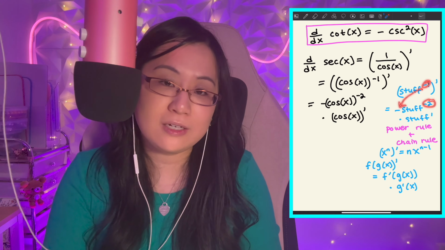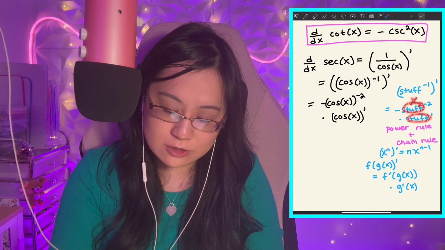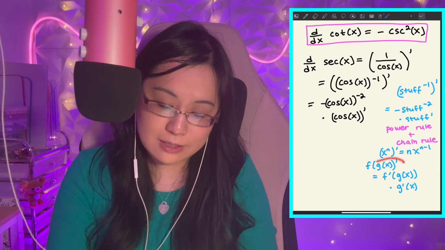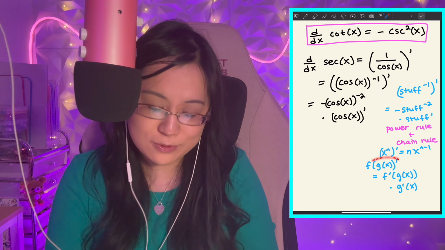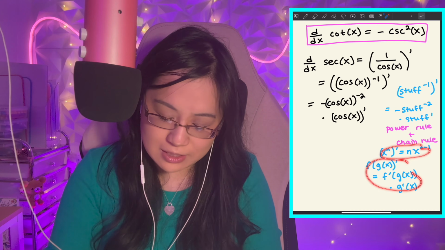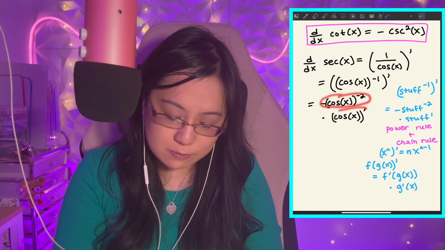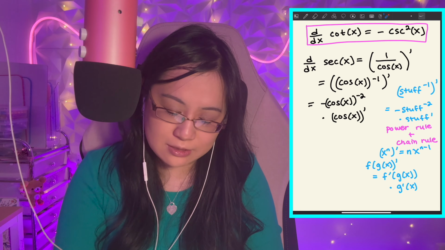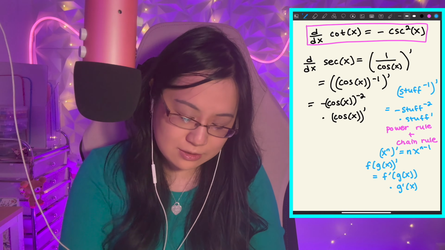So -1 minus 1 is -2. But because I have stuff and not just x, I have to multiply by the derivative of that stuff. I was saying it out loud very casually, but this is how the chain rule works. So we're combining these two together here. I did the power rule right here, and then I did the chain rule because that inner part is not x, it's cosine x. So I have to multiply by the derivative of that.